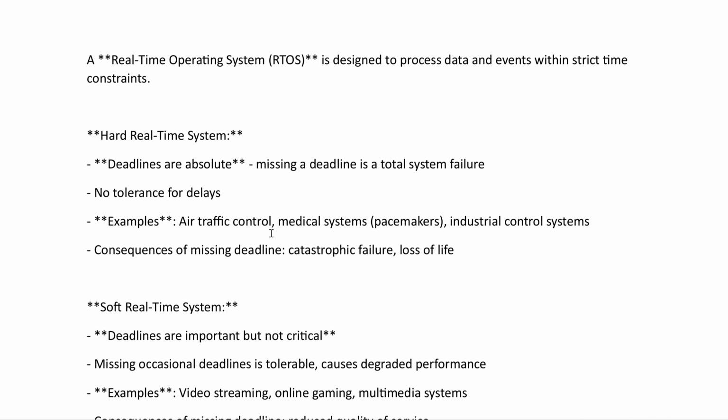Examples are air traffic control, where missing a deadline is a total system failure and tolerance for delays is not allowed. Other examples are medical systems such as pacemakers, and industrial control systems. And what are the consequences of missing a deadline in a hard real-time system? It results in catastrophic failure. It can also result in loss of life.